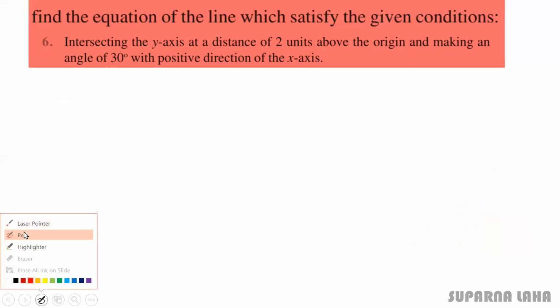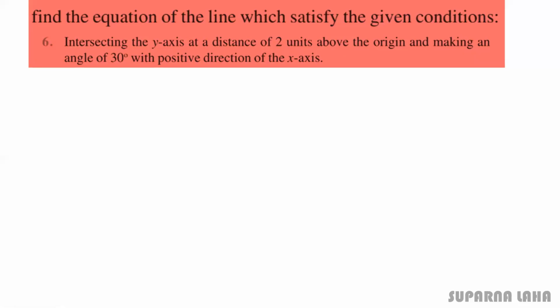Intersecting the y-axis at a distance of 2 units. That means the y-intercept is 2 units above the origin, in the positive y-axis, and making an angle of 30 degrees with the positive direction of the x-axis. So theta is given and the y-intercept is given. So y = mx + c is the form. I hope you remember, slope intercept form.